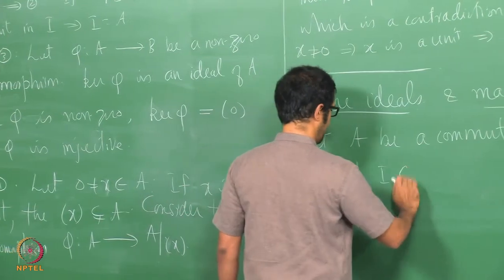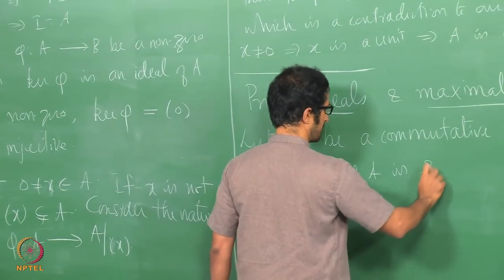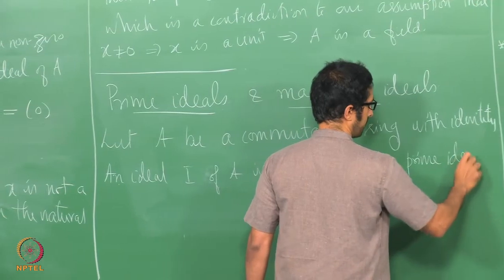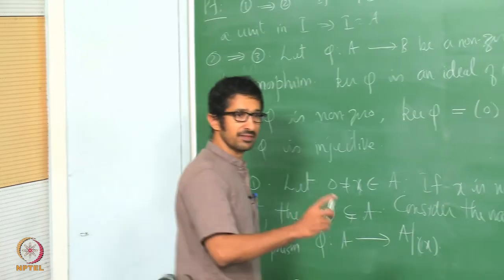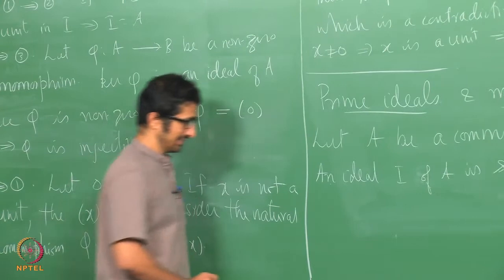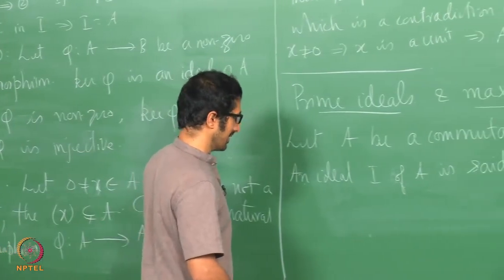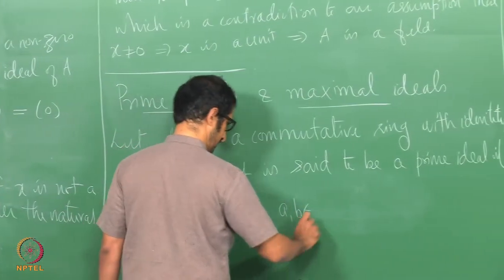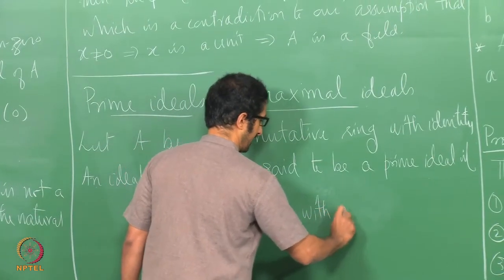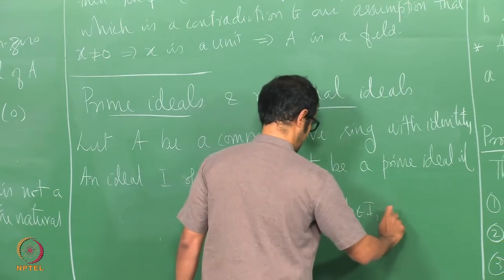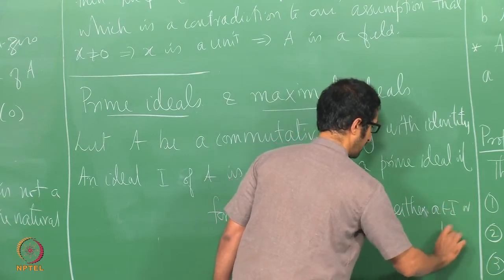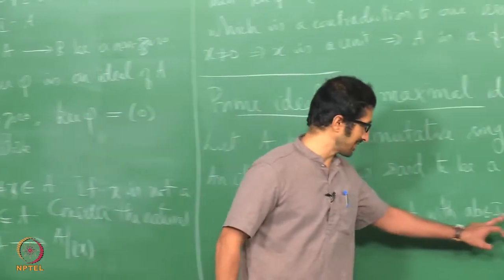An ideal I of A is said to be a prime ideal if, I guess you have seen the definition, for a, b belonging to A with ab in I, either a belongs to I or b belongs to I. This is obviously satisfied by the whole ring.